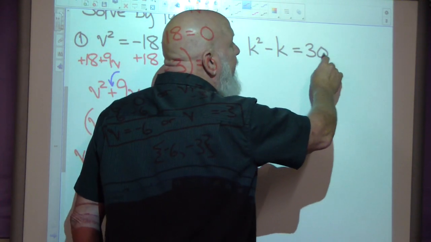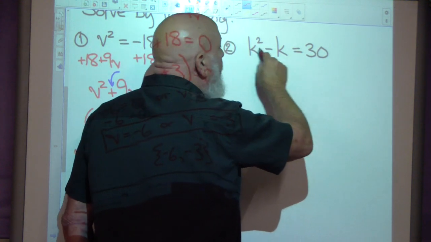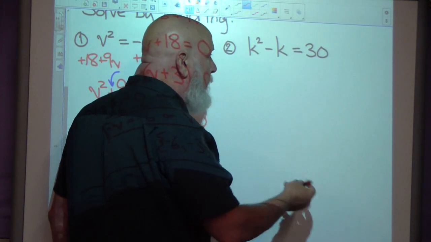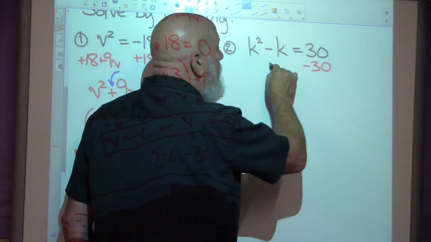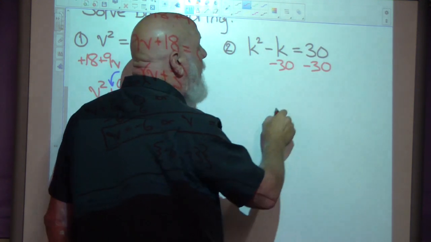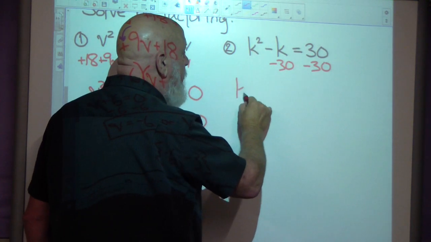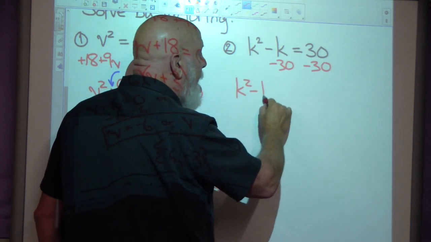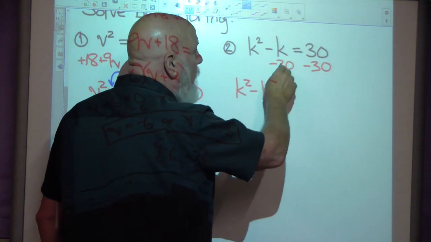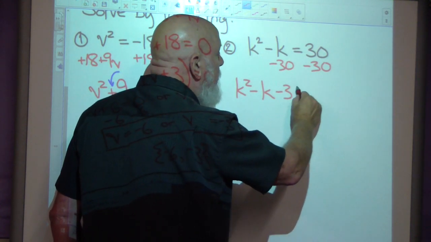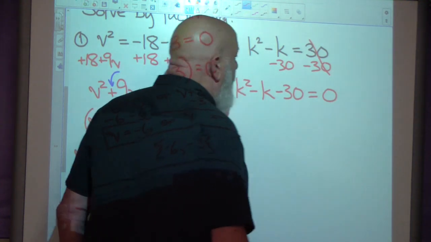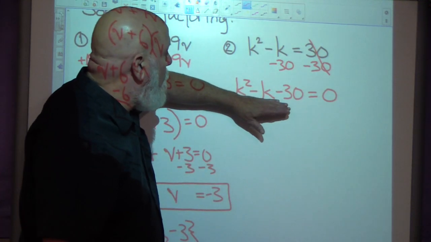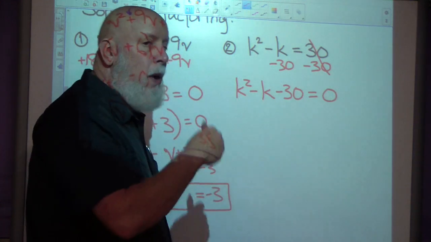I want to set this side of the equation equal to 0 because I want my k squared to remain positive. So I'm going to subtract 30 from both sides. I'm going to rewrite my equation. This is k squared minus 1k, there's an implied 1 there, minus 30 is equal to, and this of course cancels out and gives me 0. And so now we've got our quadratic equation set equal to 0, so I'm going to factor.